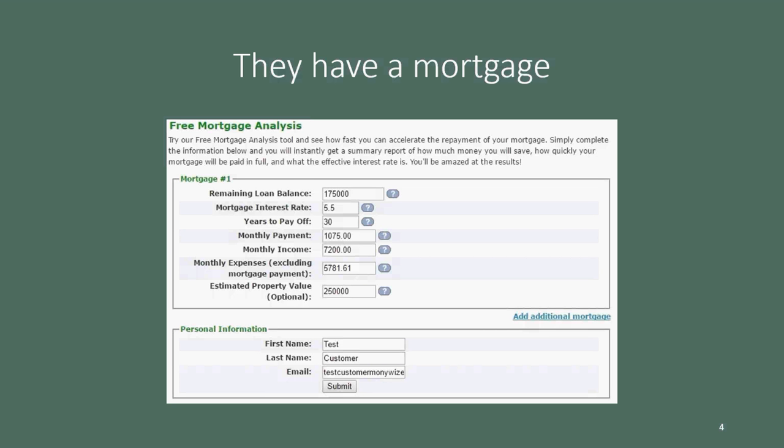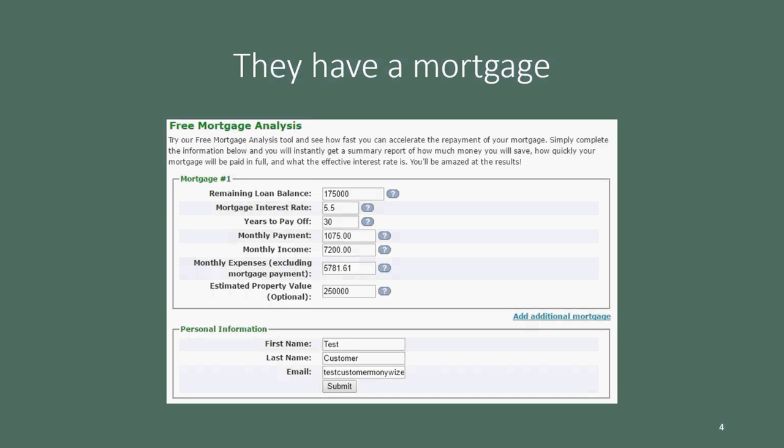So we have Mr. and Mrs. Test Customer. The remaining balance on their mortgage, on their loan, is $175,000, and they're currently paying an interest rate of 5.5%. Now this is a new mortgage, and so they have 30 years to pay it off. Their monthly repayment on that mortgage is $1,075.